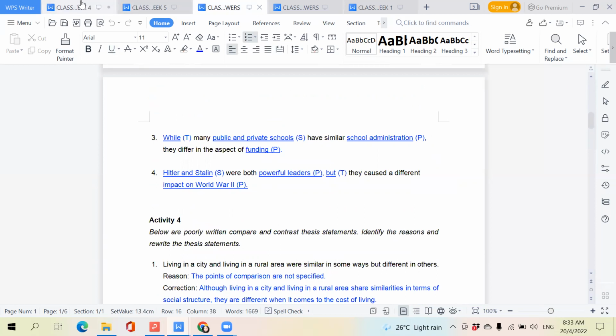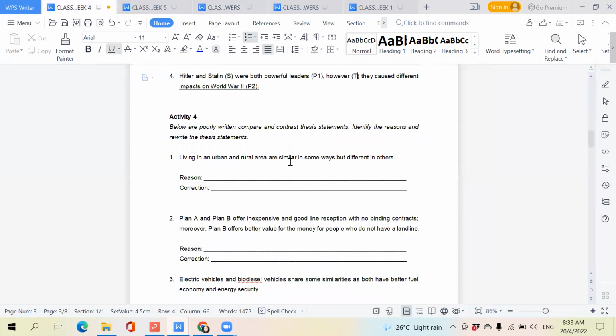You can't. Okay, why? Because this is not specified. I mean, you say are similar in some ways but different in others. So what do you mean by some ways? What do you mean by different in others? So you have to specify. You cannot just say it this way. This is unacceptable, because the points of comparison are not specified. It is not mentioned in details, like what do you mean by some ways, what do you mean by different in others.